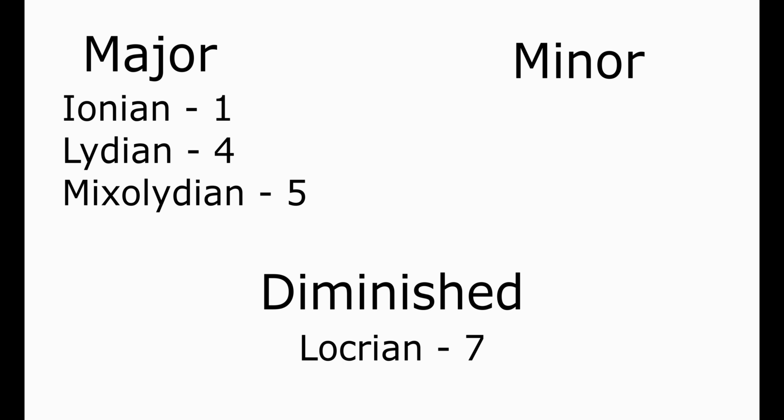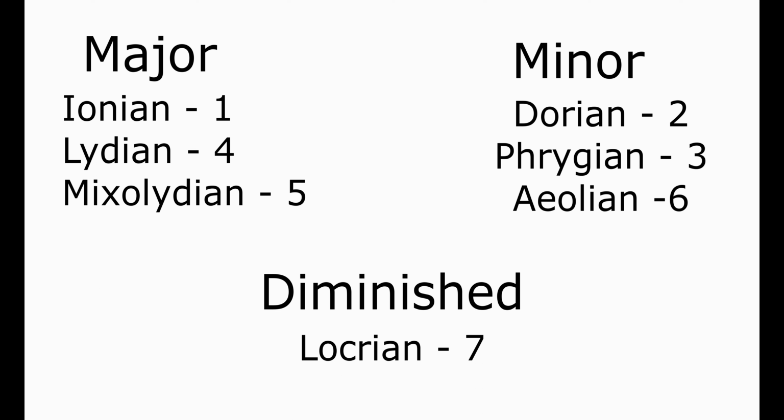So when we're talking about modes, we're really talking about 3 different categories of modes. And those are major sounding modes, minor sounding modes, and then diminished sounding modes, which is basically just the Locrian mode. Now under our major sounding modes, we have our Ionian or major scale, of course, and we have our Lydian and our Mixolydian modes. And that correlates to our 1, our 4, and our 5 mode. Then on our minor sounding side, we have our Dorian, our Phrygian, and our Aeolian or minor scale. And those correlate to our 2, our 3, and our 6 mode.